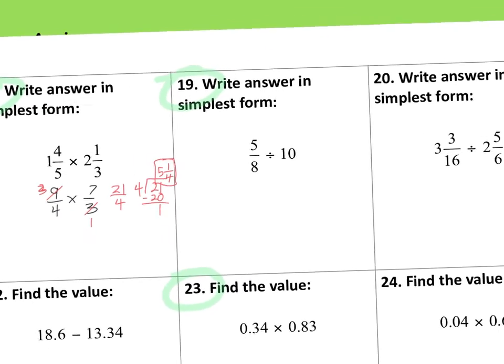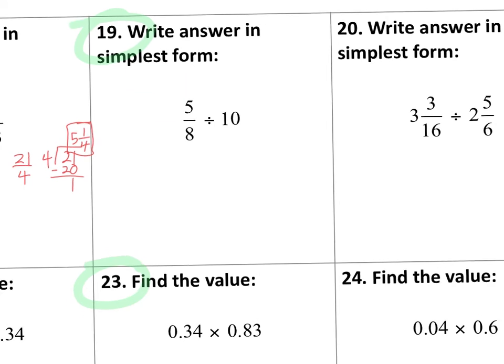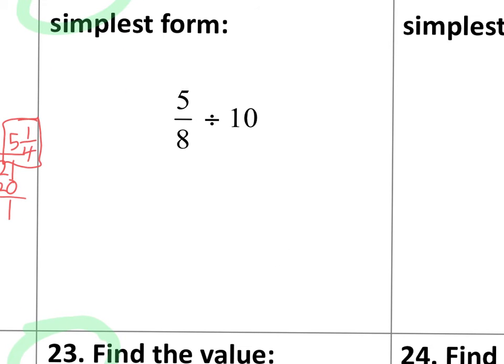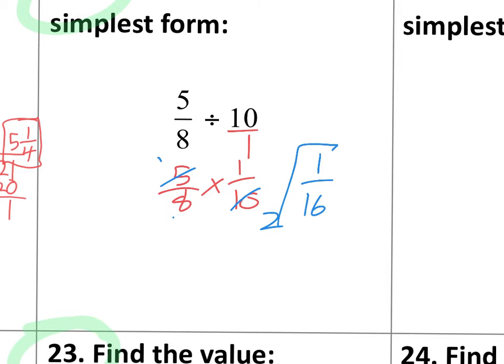All right, so number 19, if you can remember that we're using the KCF, so keep it, change it, flip it. So I'm going to keep 5/8, change the sign to multiply, and this 10 is really a 10 over 1, so we're going to flip it to 1 over 10. Okay, again, we can look for cross factors. So 5 goes into 5 once, it goes into 10 twice, so we have 1, because 1 times 1 is 1, 8 times 2 is 16, so we have 1/16.